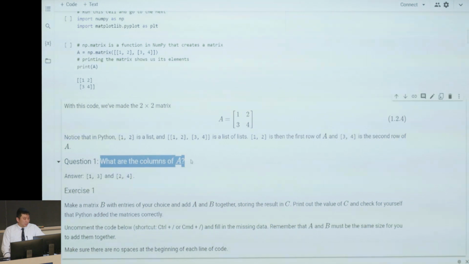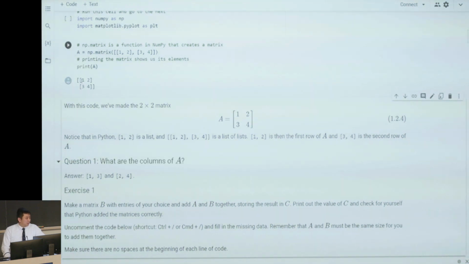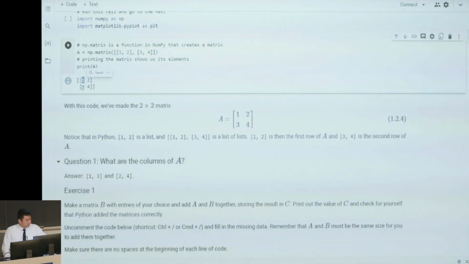So what are the columns of A? You kind of just read it off of this representation. You can see the first column is 1, 3, and the second column is 2, 4.